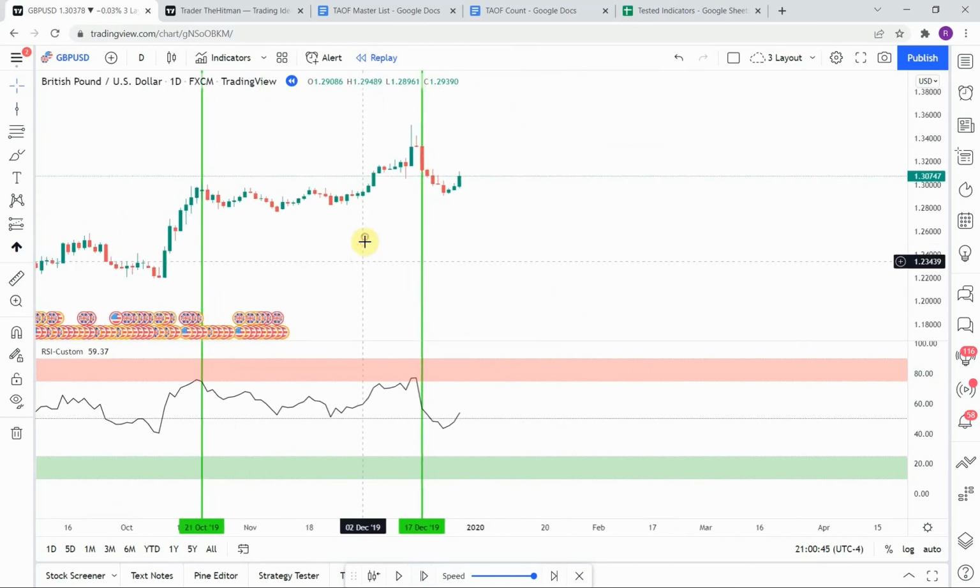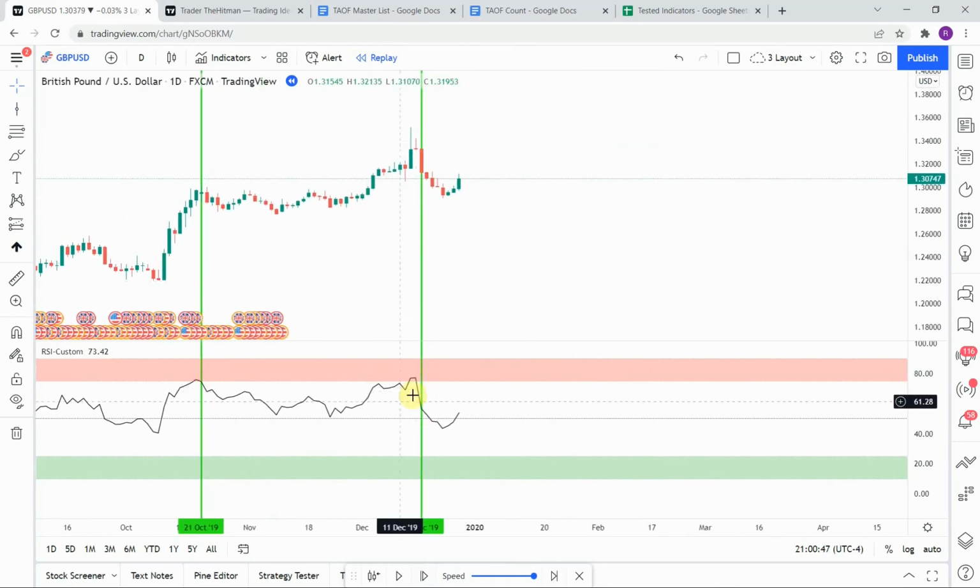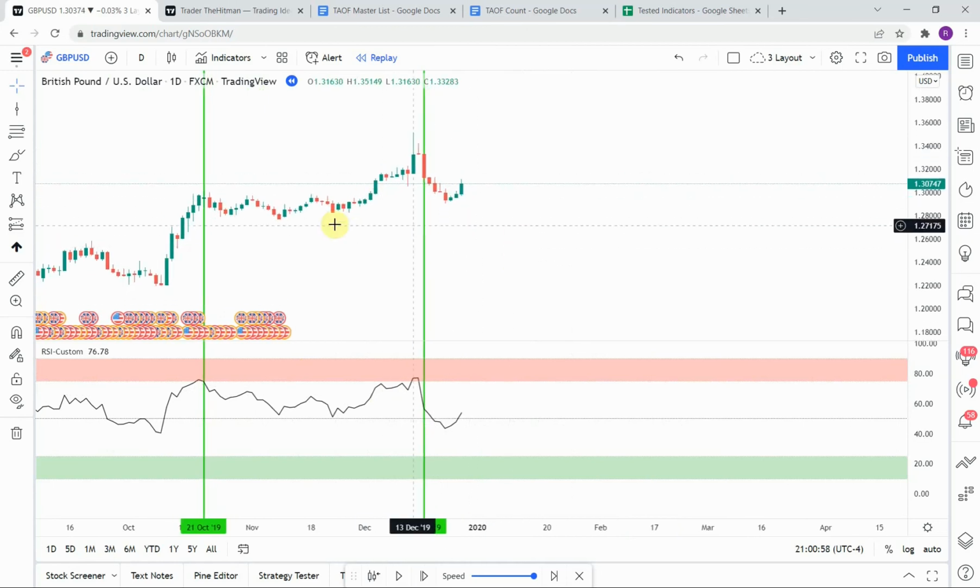All right, so we pick up one more signal here. This is a short signal as well. RSI line comes up into the red zone, crosses back down right here on this candle. We get a really nice push to the downside there, and that one gets us to take profit once again.